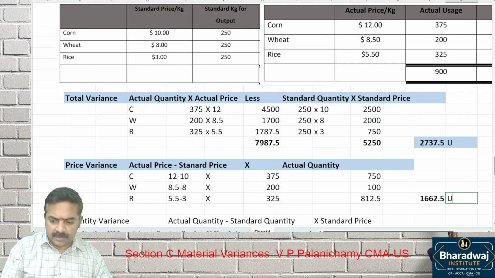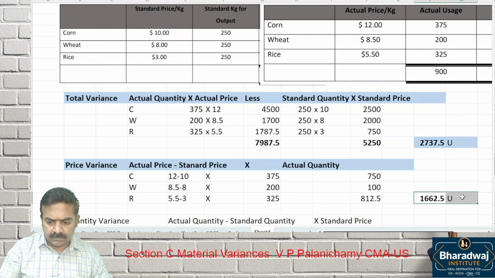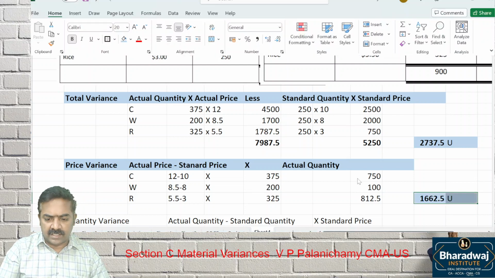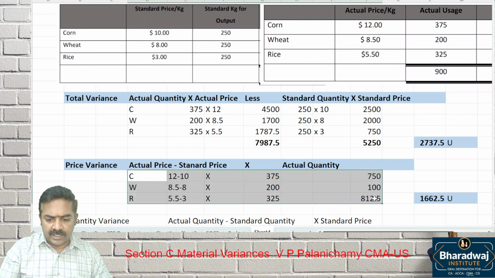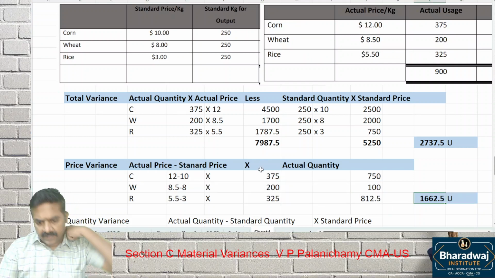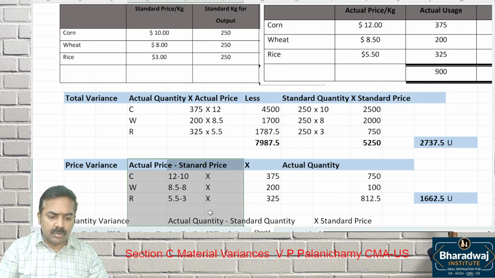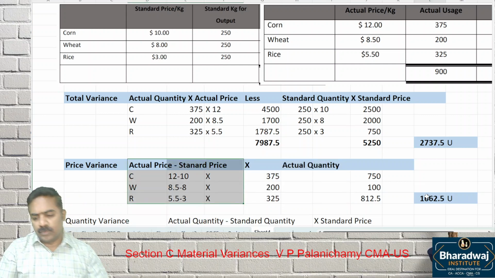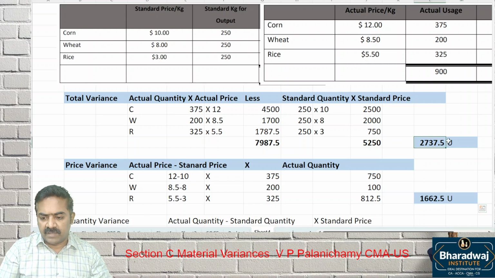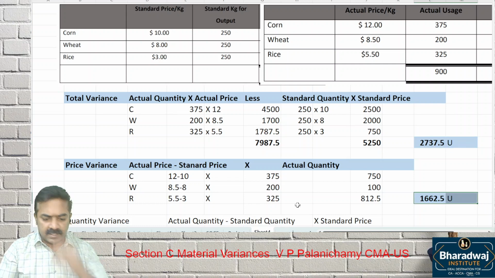This is unfavorable because the actual price for all the material is more than the standard price. So into actual quantity, for this consumption, we spent more than the standard. So because of price, this is a variance. Total variance is this much.